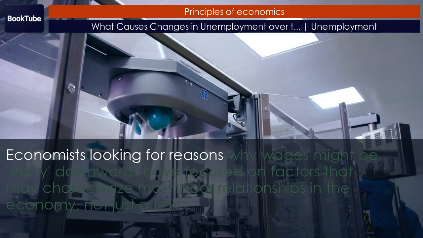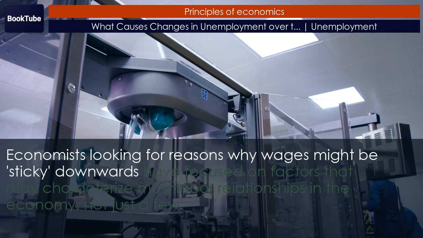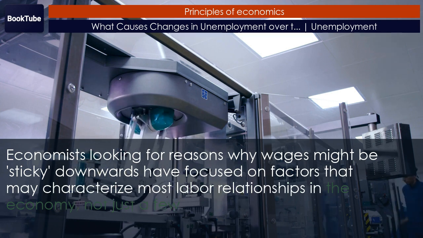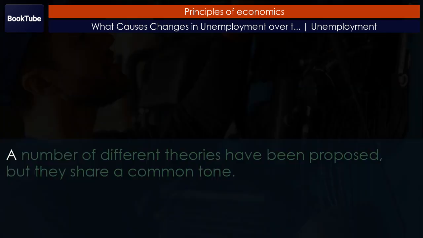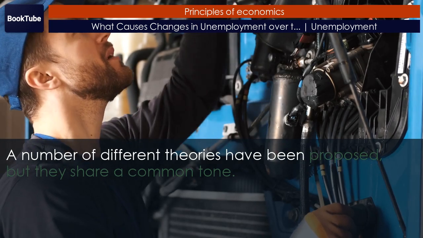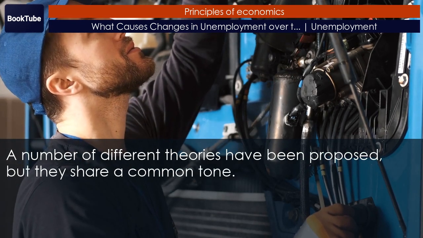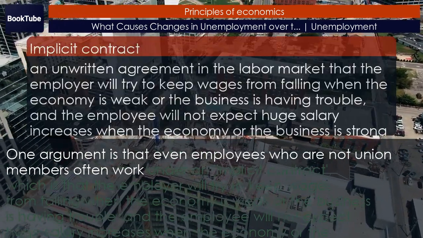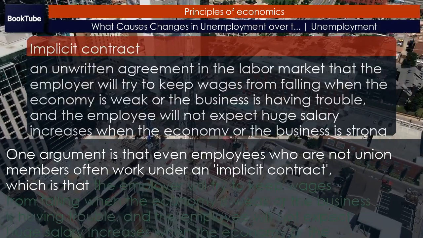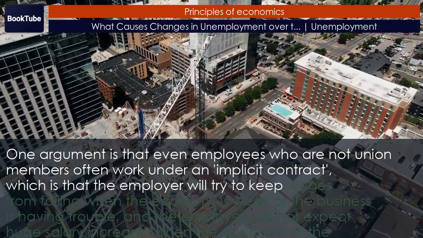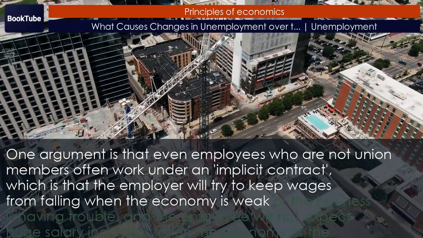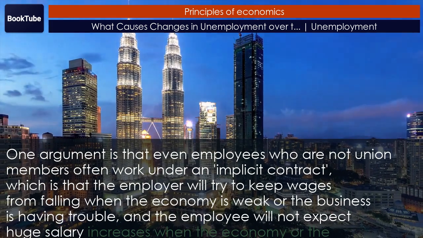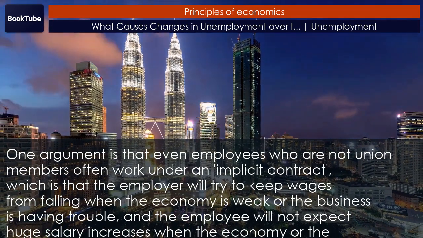Economists looking for reasons why wages might be sticky downwards have focused on factors that may characterize most labor relationships in the economy, not just a few. A number of different theories have been proposed, but they share a common tone. One argument is that even employees who are not union members often work under an implicit contract, which is that the employer will try to keep wages from falling when the economy is weak or the business is having trouble, and the employee will not expect huge salary increases when the economy or the business is strong.